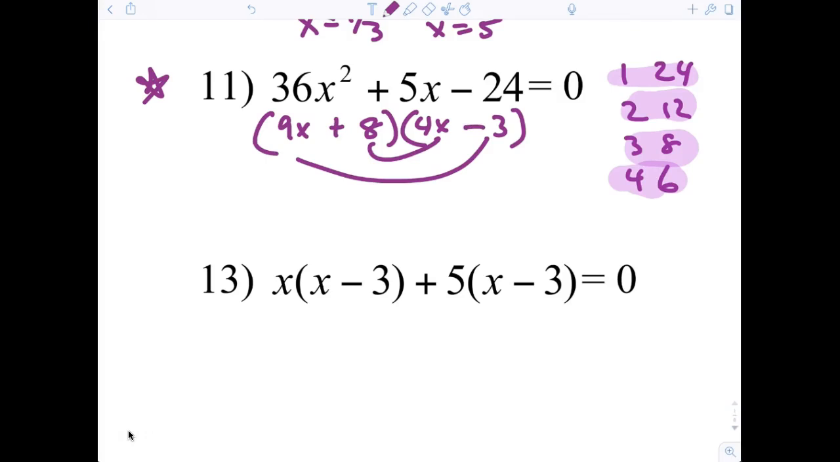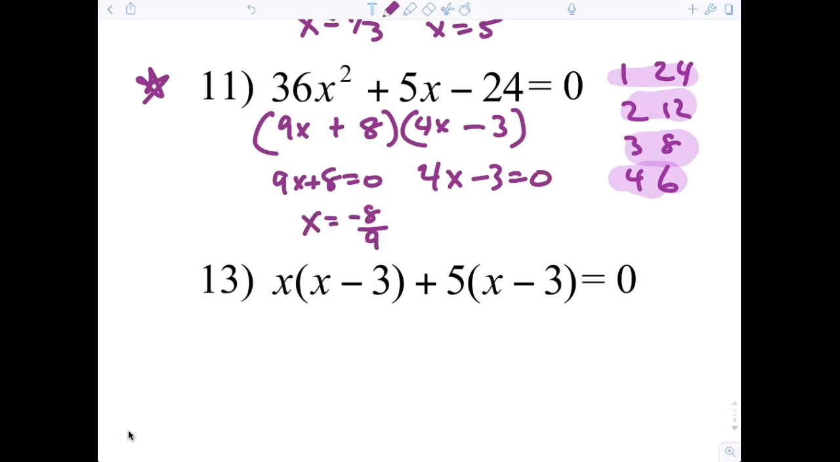All right? That's how important this is. That's as hard as the factoring can get. So if you listen to what I said about how you can determine what goes where, it saves yourself a tremendous amount of time. Now, we're not done because we now have to say what? 9x plus 8 equals 0. 4x minus 3 equals 0. So x equals negative 8 ninths and x is equal to 3 fourths.